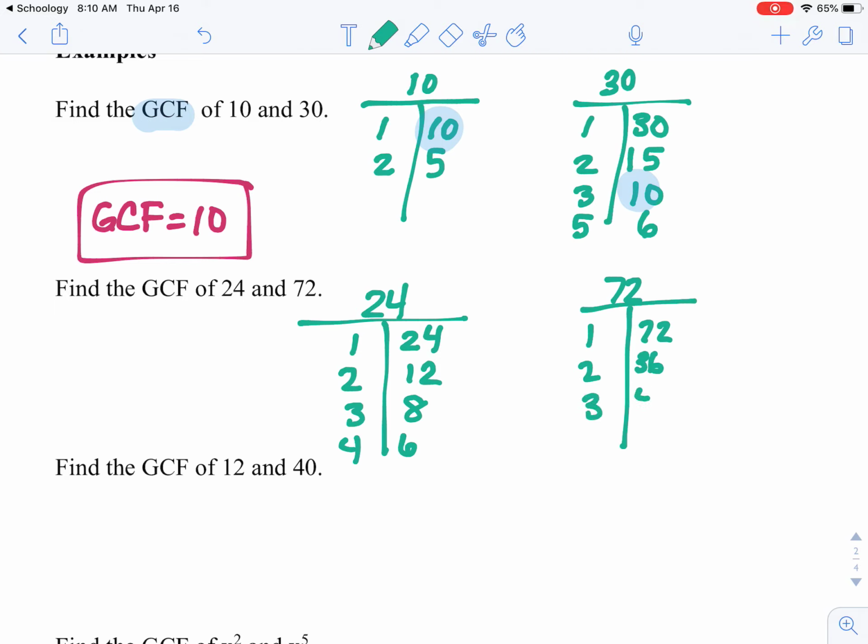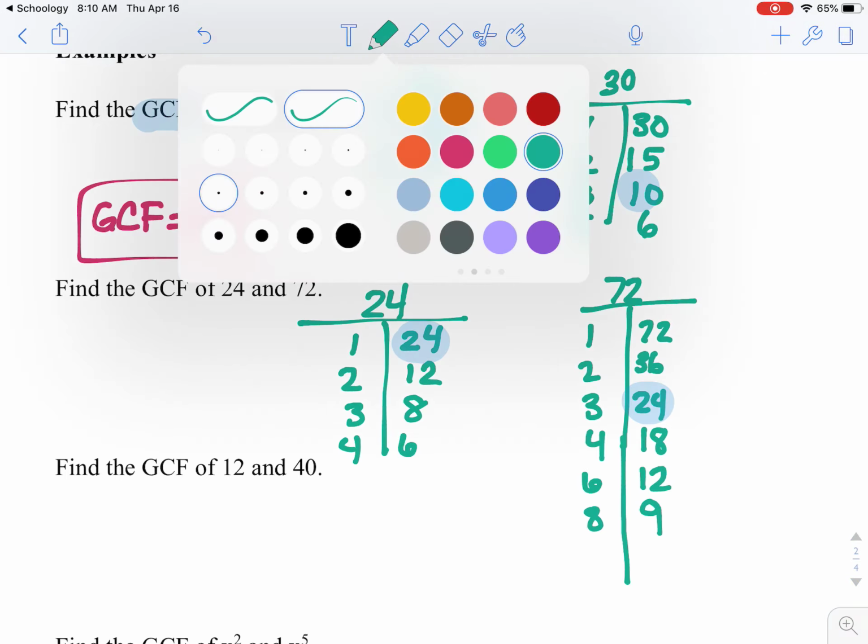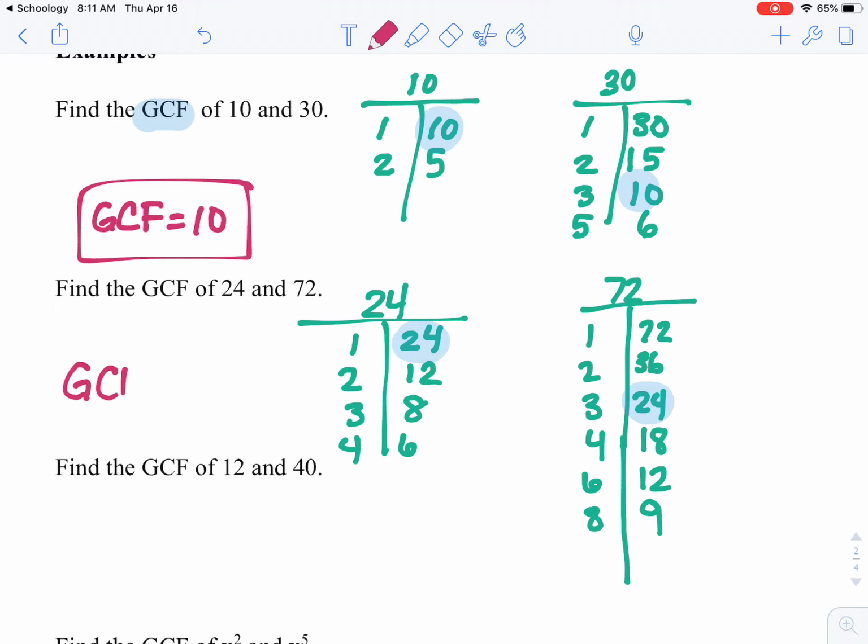Oops, not 4, 3 and 24. 4 and 18. 6 and 12. 8 and 9. Lots of factors for 72. So I'm going to look at both columns, and I'm looking for the largest number they have in common. So I see 24 in both columns. That's the largest number. So my GCF is 24.